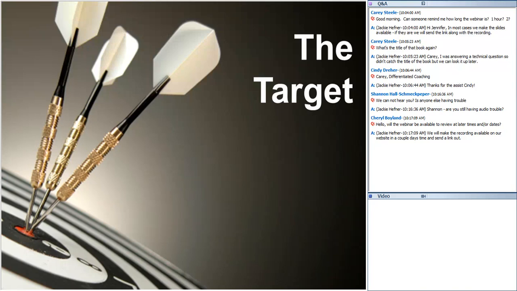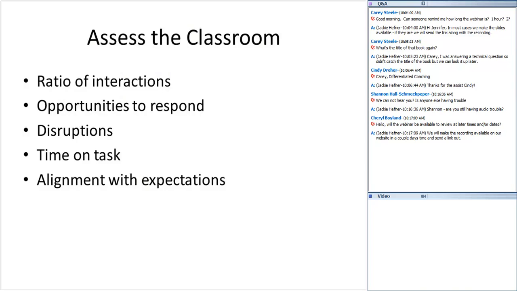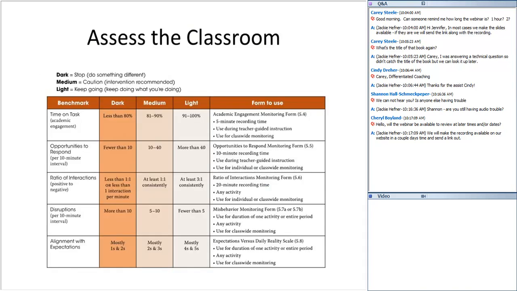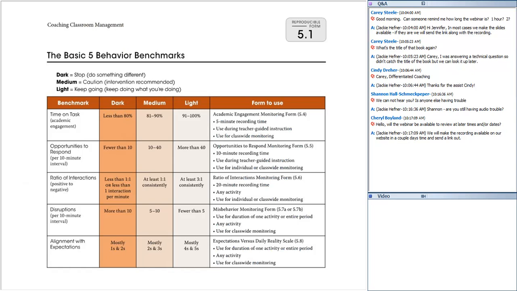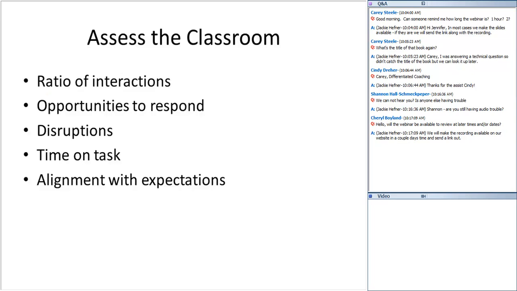So let me walk you through this for just a second. Many of you have seen the basic 5, and I'm going to flip back and forth between these two. I know that's very, very small. That's why the PDF will be really useful. This actually comes out of Coaching Classroom Management book, Chapter 5, and it talks about basic 5 behavior benchmarks, and it goes through those 5 benchmarks. We work you through how to measure them, et cetera. So on this slide, it walks you through what those 5 benchmarks are.